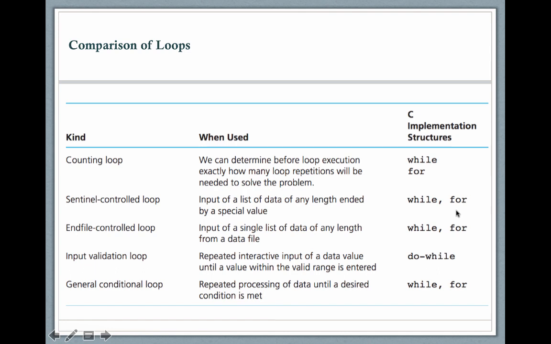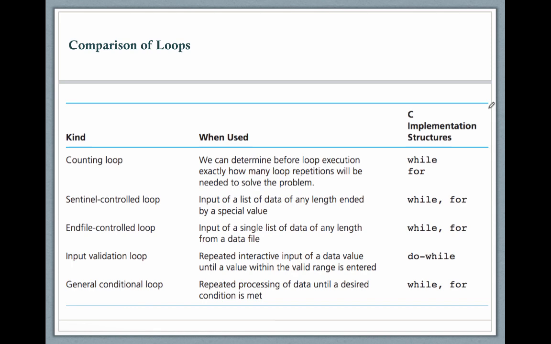All right, so for different kinds of loops, this is just giving you an overview of what kinds of loops would be best for different types of situations. For counting loops, anything that you can do with a for loop, you can do with a while loop. So a counting loop can be done with a for or a while loop.